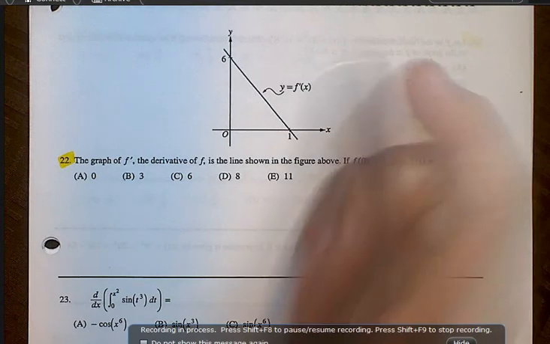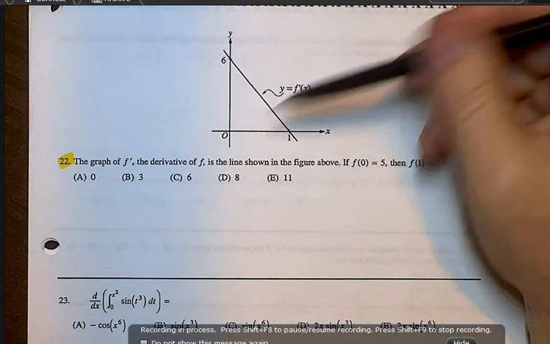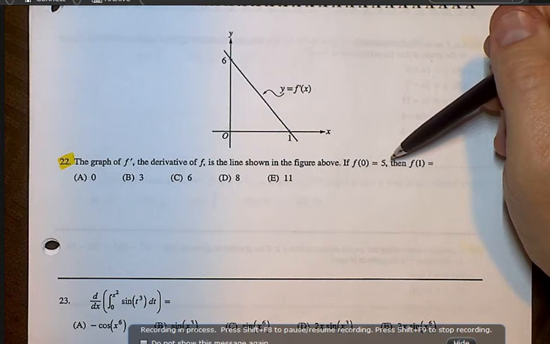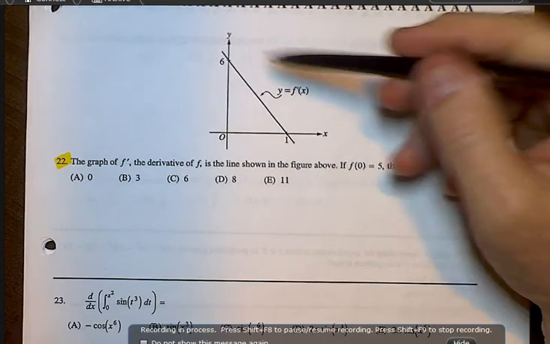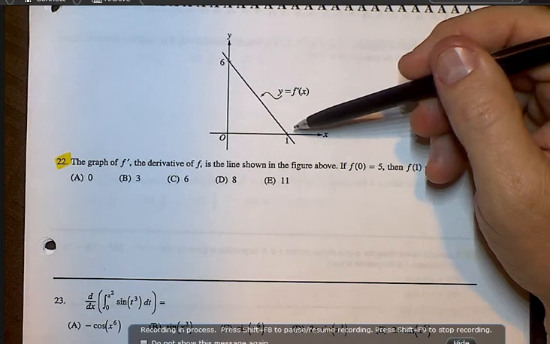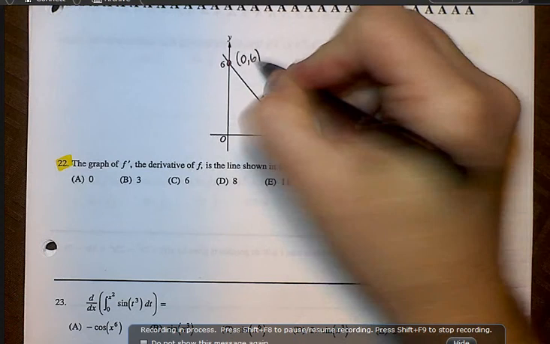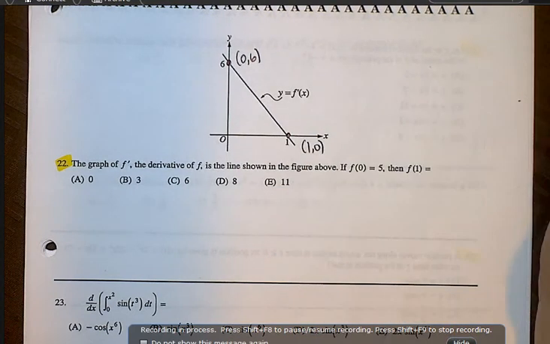All right, we'll get started with 22. They give you f prime, the derivative of f is shown in the graph, and they tell you that f of 0 is 5, and they want to know what f of 1 is. So if we know that f prime is going to be linear, and we have basically 2 points on the line, we know this point is going to be (0, 6), and we know that this point is going to be (1, 0). We can come up with the equation of that line.